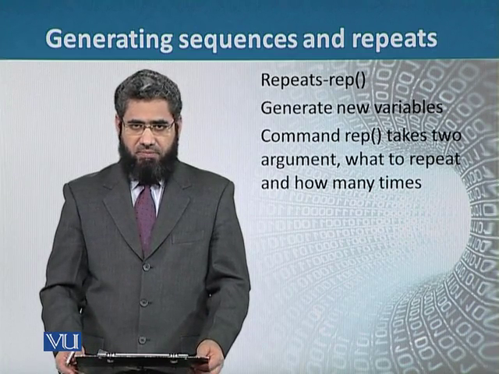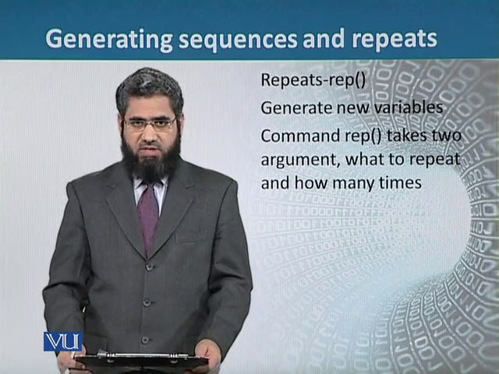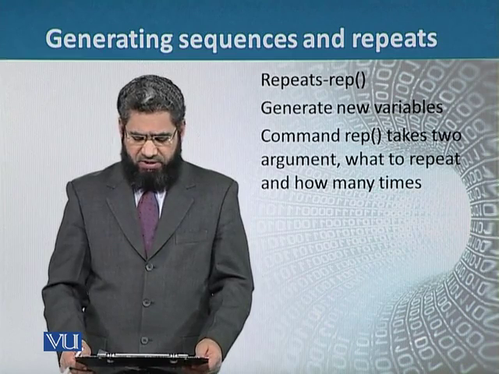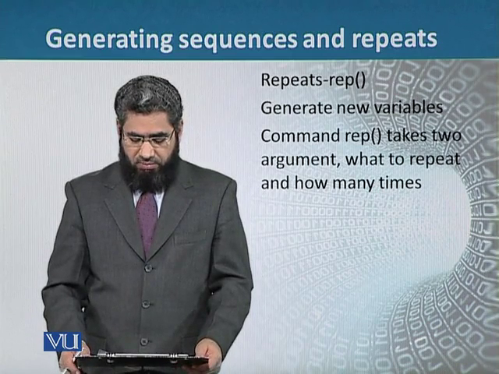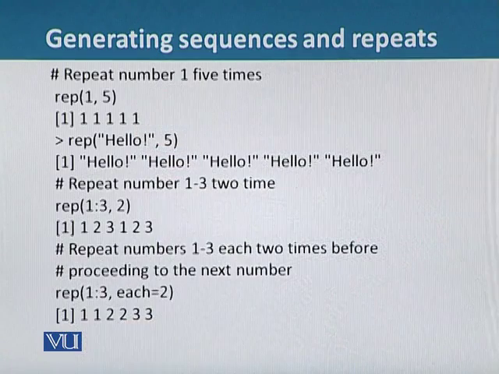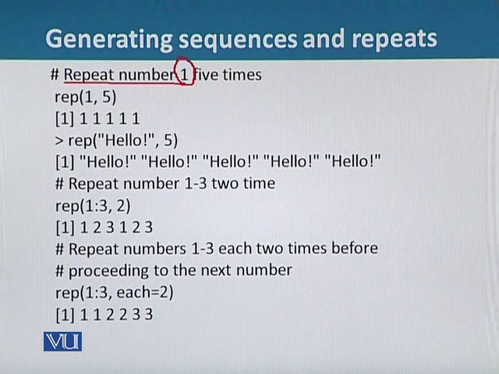As we have seen in the previous slide, generating sequences uses 3 arguments, but the repeat command uses 2 arguments. Here the example is, if we want to repeat number 1 five times, then we have 2 arguments if we are using the command rep. The first argument is which number is to repeat. We want to repeat 1, and the second argument is how many times it should be repeated, so the argument is 5. So this number 1 is repeated 5 times. We will get the answer.